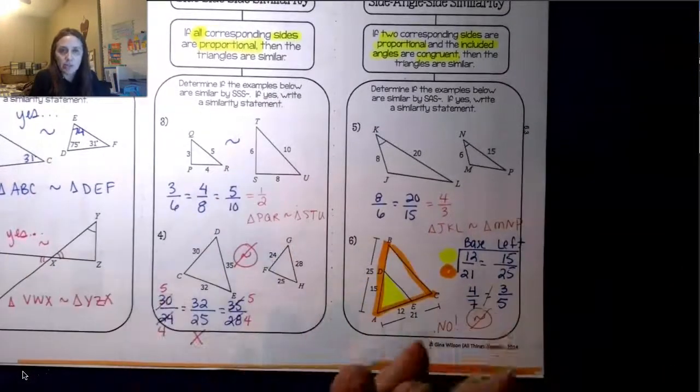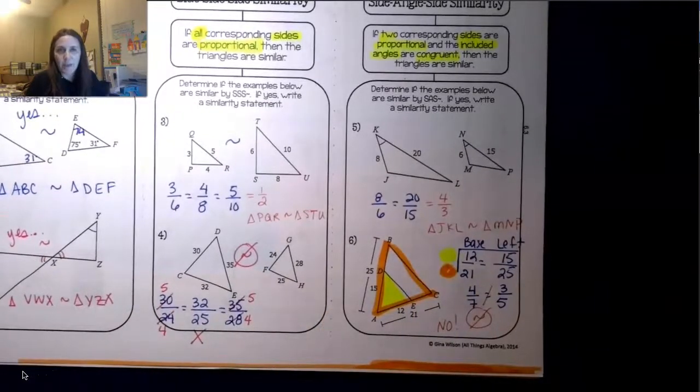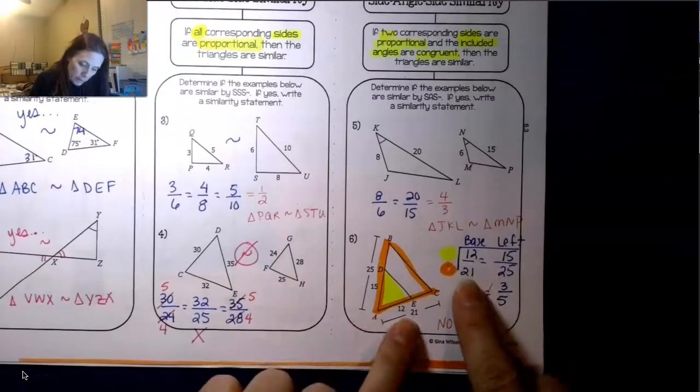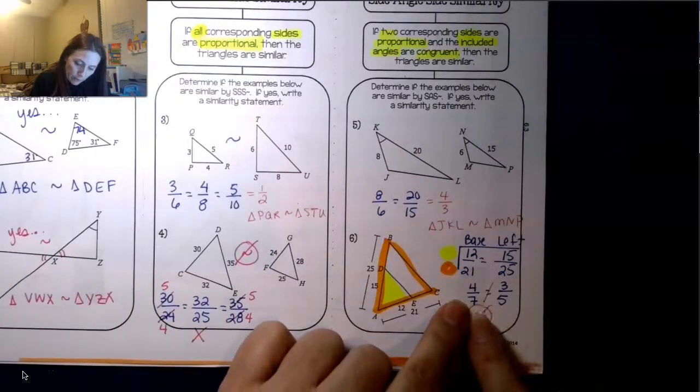I probably should have changed that. I probably should put left here and base here. But again, it doesn't matter as long as you know how you set it up and you are consistent, then you'll be fine. So I put 12 over 21, 15 over 25. When I reduce, I got 4 over 7.